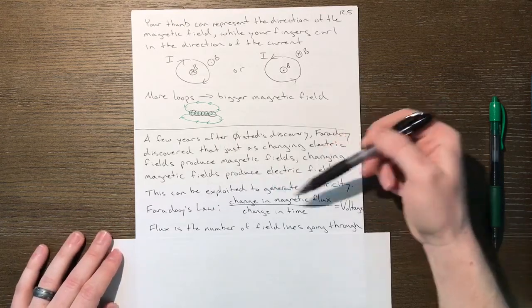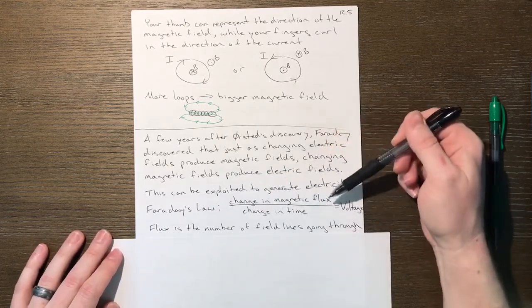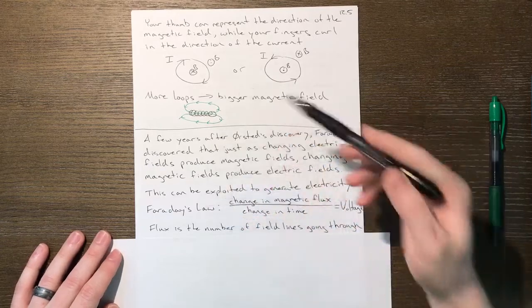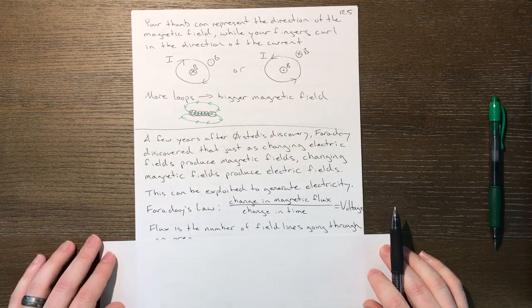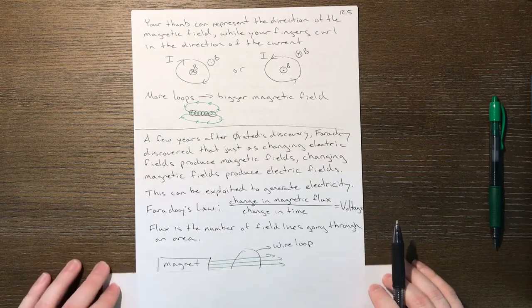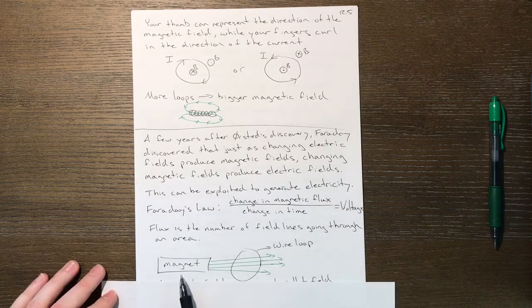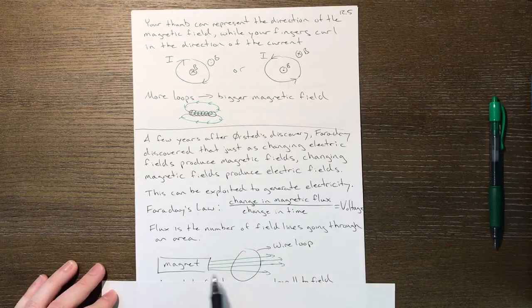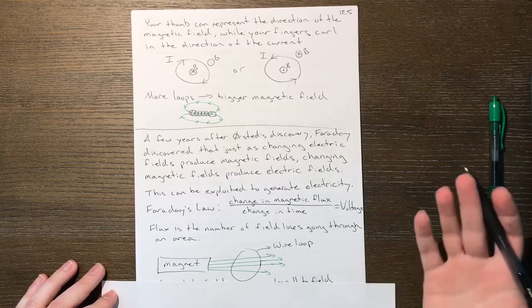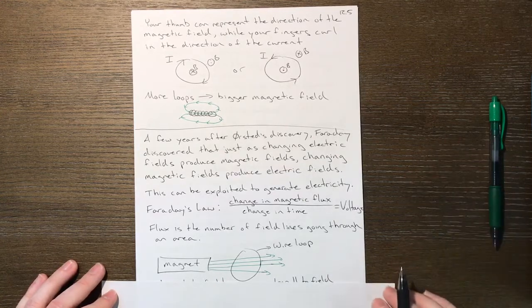All right, but I made reference to flux, so change in magnetic flux. What is that exactly? Well, flux is the number of field lines, in this case magnetic field lines, going through some area. So you can imagine you've got a magnet, and we could imagine a wire loop. That's our area. How many field lines are going through that loop? That tells you how much flux there is.